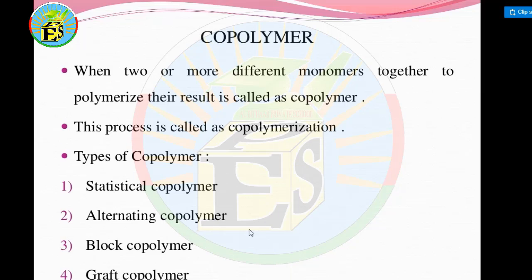Next is copolymer. When two or more different monomers polymerize together, the result is called a copolymer. When the polymer is made up of two or more than two different single units, it is called copolymer. These are the types of copolymers: statistical copolymer, alternating copolymer, block copolymer, graft copolymer. We will not go into this detail, you just have to remember the names.